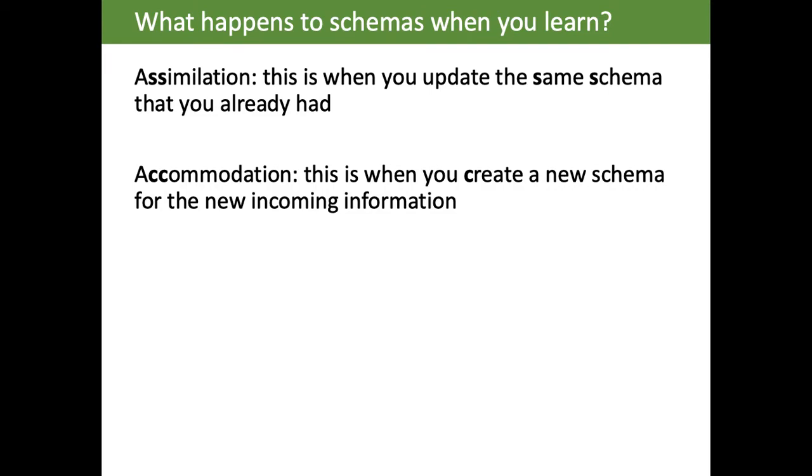Assimilation is when you update the same schema that you already had. So let's go back to that example of a dog schema. So you've got a dog schema as a child, and you think that relatively fluffy things that bound around with 4 legs and a tail are dogs. Now, the dog that you own is a big Labrador. But then when you're out on a walk, you see a tiny little poodle and you say to your mum, "What's that?" When she tells you that it is a dog, you need to update the information that you had about your dog schema and include this very different looking dog in that schema.